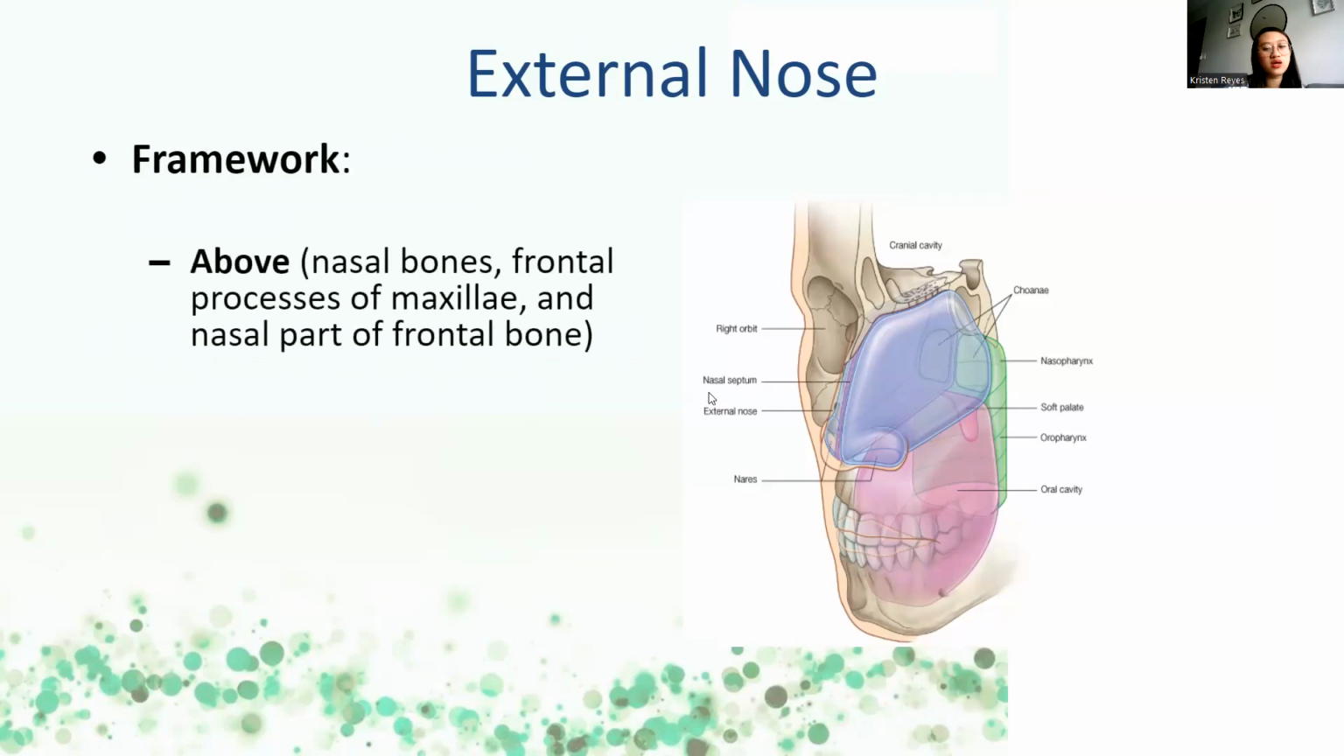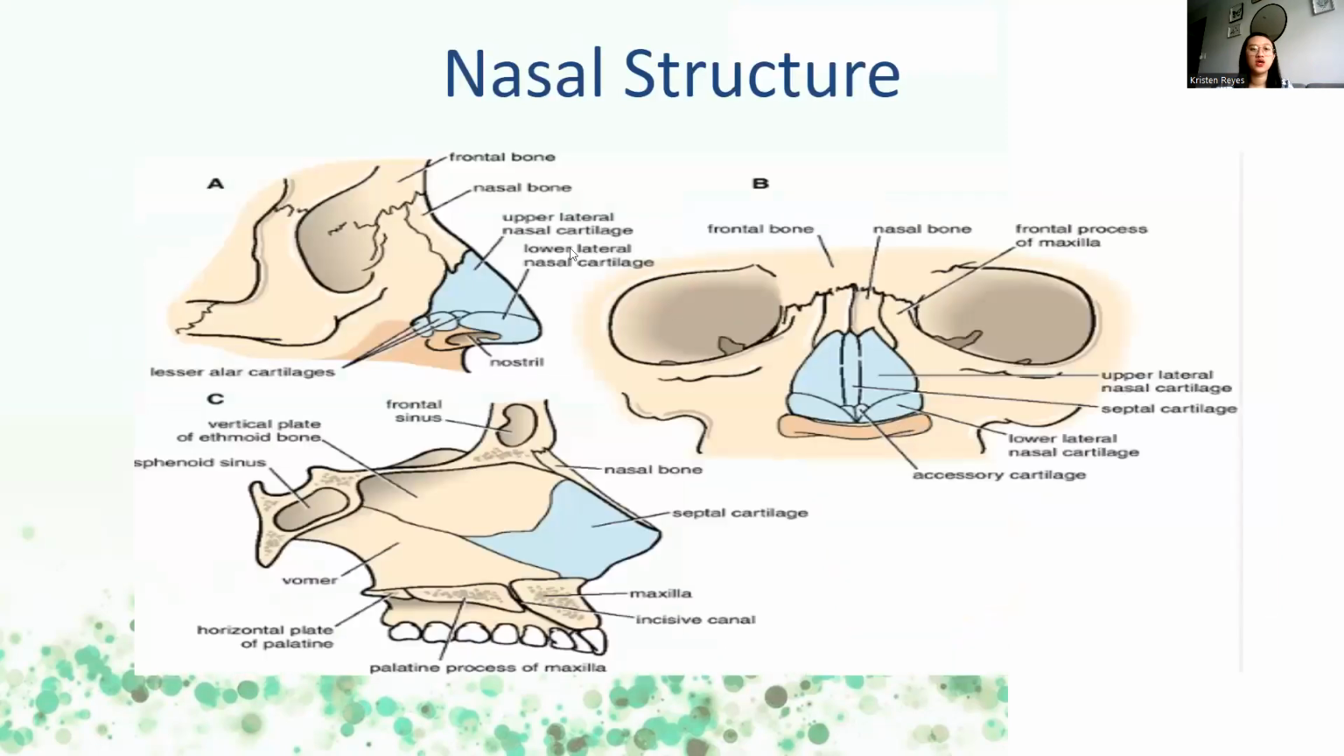External nose, the framework, meaning the bones. Above, this is the nasal bone, the frontal process of the maxilla, and the nasal part of the frontal bone. Below, you have cartilage, plates of hyaline cartilage. So again, above the nose you have the nasal bone, the nasal part of the maxillary bone, and the nasal part of the frontal bone. In this area, these are your cartilages. Okay?